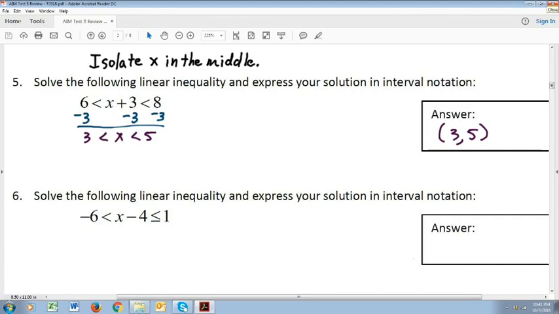Alright, let's look at number 6. It's very much like the one we just did. Let's get x by itself by adding 4 to each part. Negative 6 plus 4 is negative 2. Of course, in the middle we're just going to end up with x. And on the right side we get 5. And so this is the numbers between negative 2 and 5, including the 5 but not the negative 2.